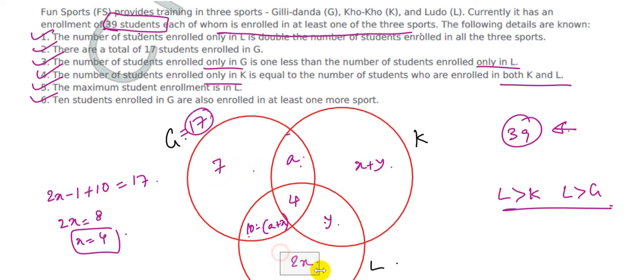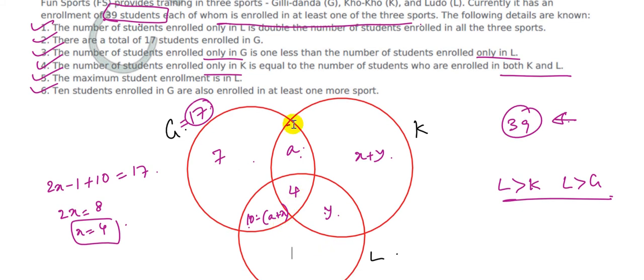This would be 8. And this would be 10 minus a minus 4, that is 6 minus a, and this would be 4 plus y.